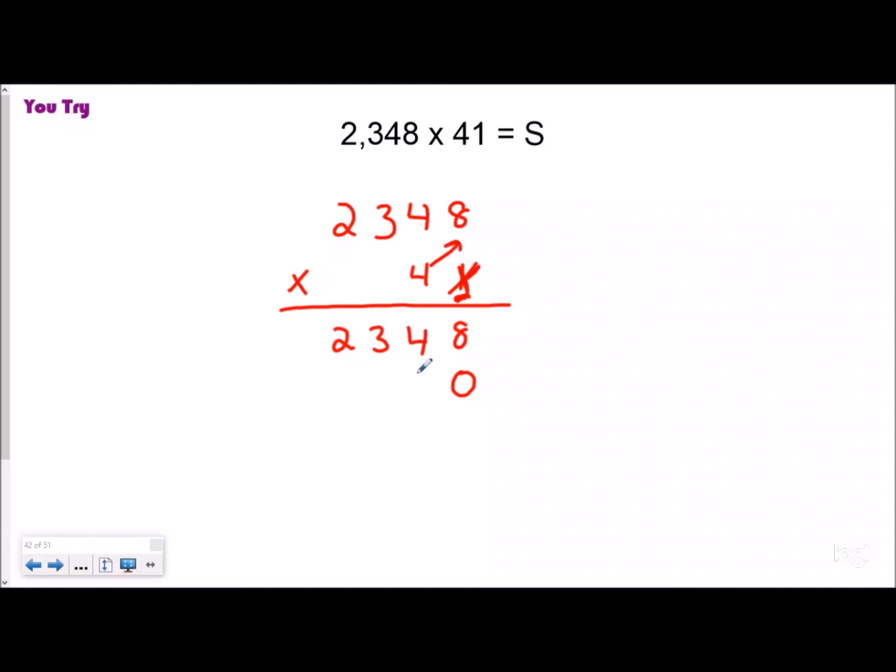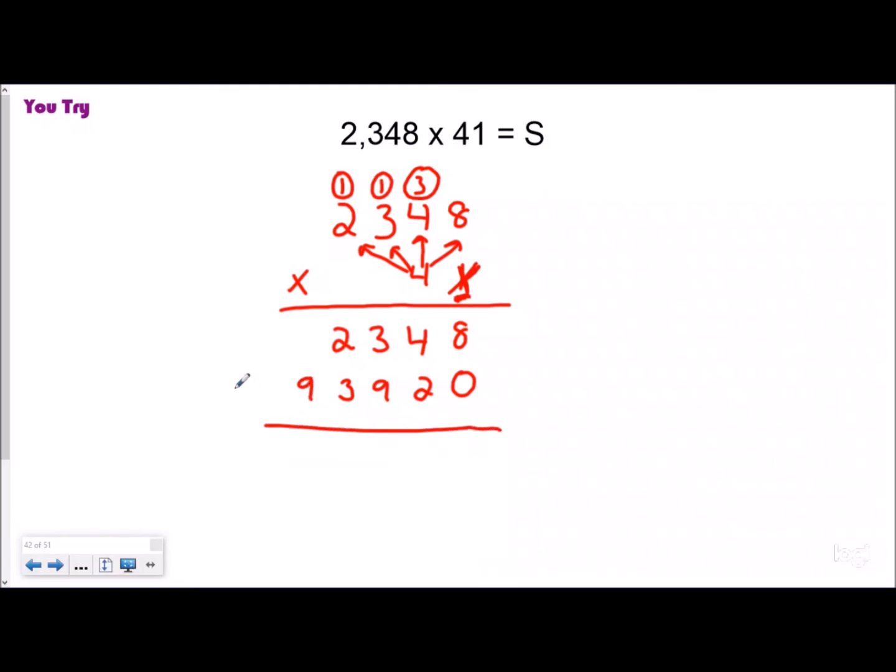So 4 times 8 is 32. Carry my 3 and circle it. 4 times 4 is 16, plus 3 is 19. Remember, you always multiply, then add. Regroup my 1. 4 times 3 is 12, plus 1 is 13. Carry the 1 and circle it. 4 times 2 is 8, plus 1 would be 9.